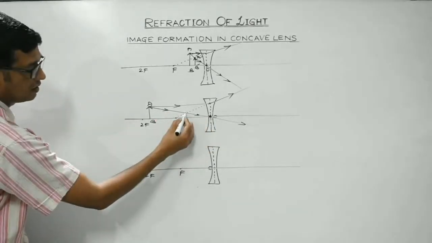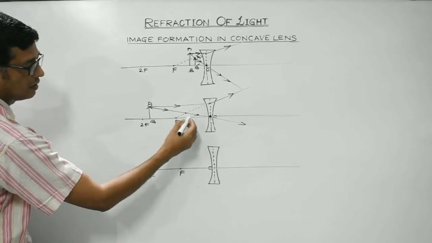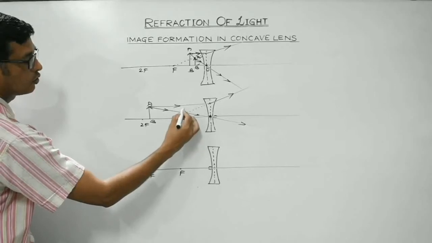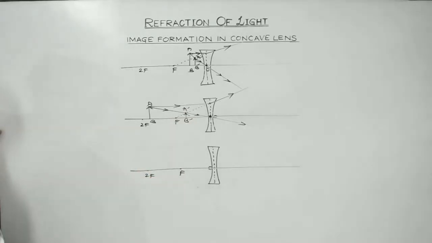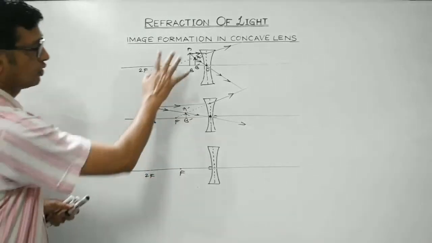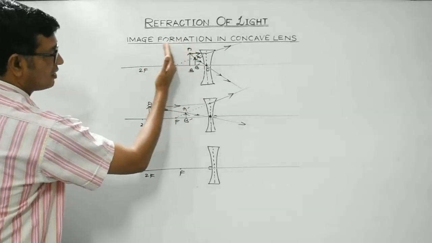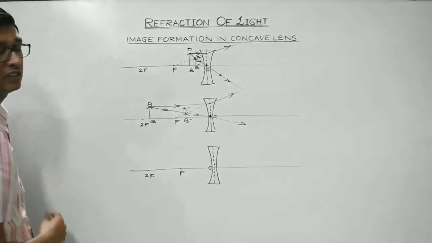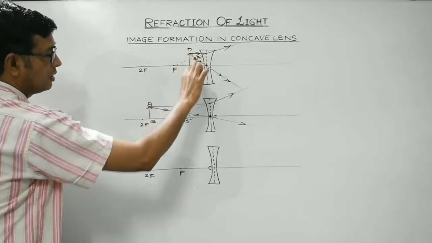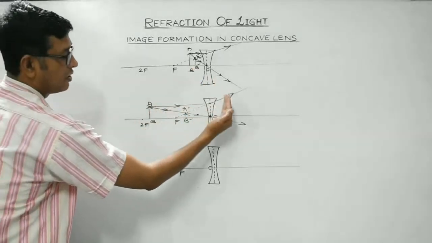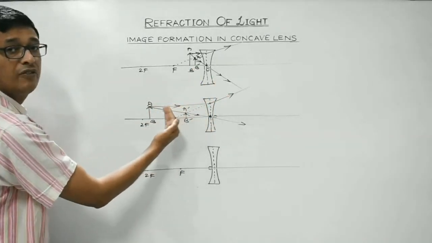Look, students, here the point of intersection is taking place. Here drop a perpendicular. So this will be A dash, this will be B dash. Are you observing some very basic thing? As the object is taken farther away from the concave lens, the size of the image keeps on decreasing and the position of the image keeps shifting towards the focus.